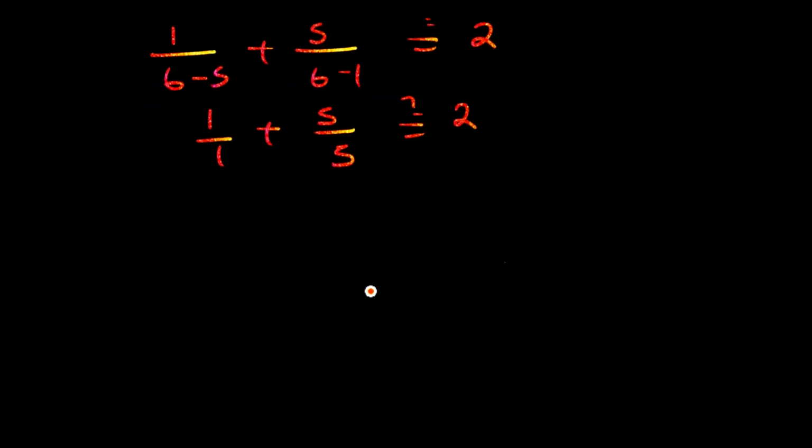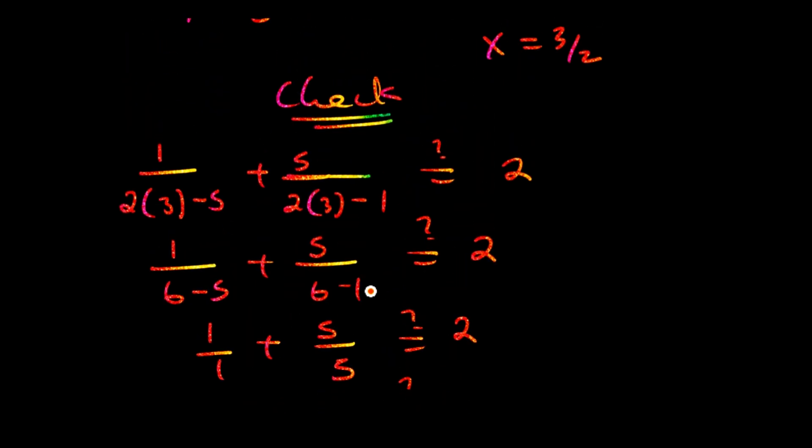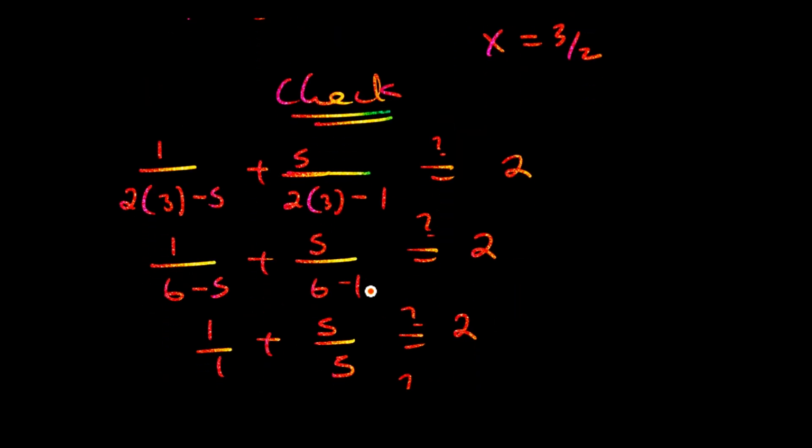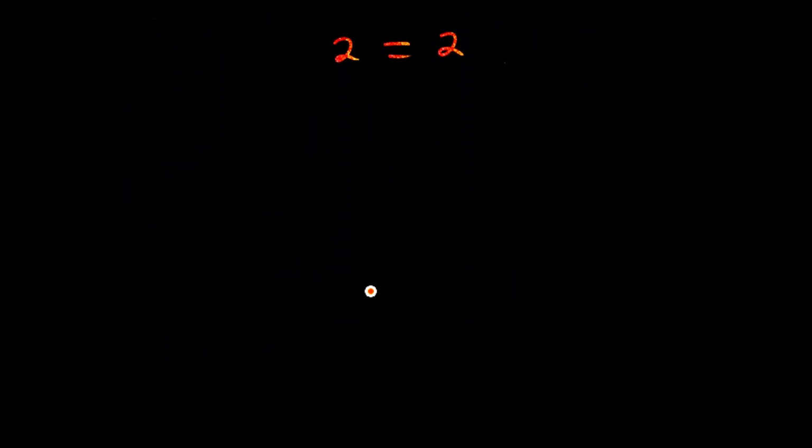So 1 over 1 is 1, plus 5 over 5 is also 1. And you see if that is 2. 1 plus 1 is 2, and that is equal to 2. So this implies that our first solution is true. So let us also check if 3 over 2 is a solution.